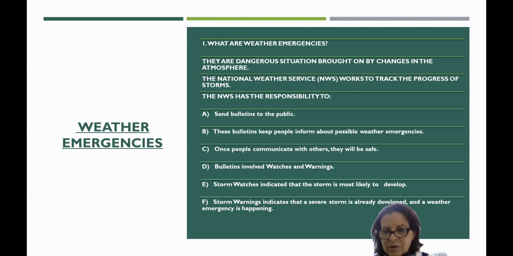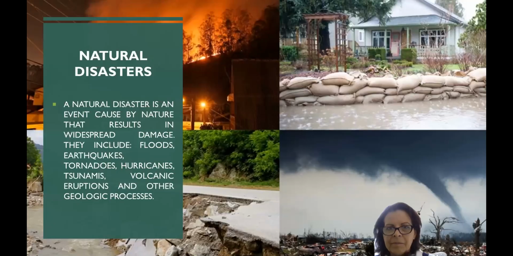In other words, we're going to see the difference between a storm watch and a storm warning. Storm watches indicate that a storm is most likely to develop, and storm warnings indicate that severe storms have already developed and a weather emergency is happening.